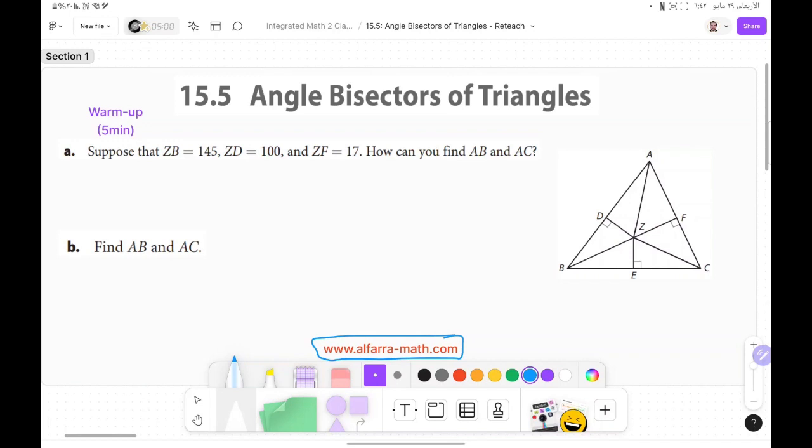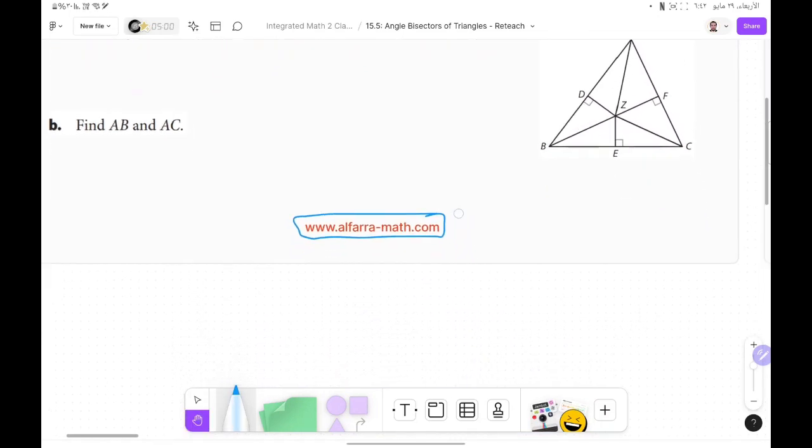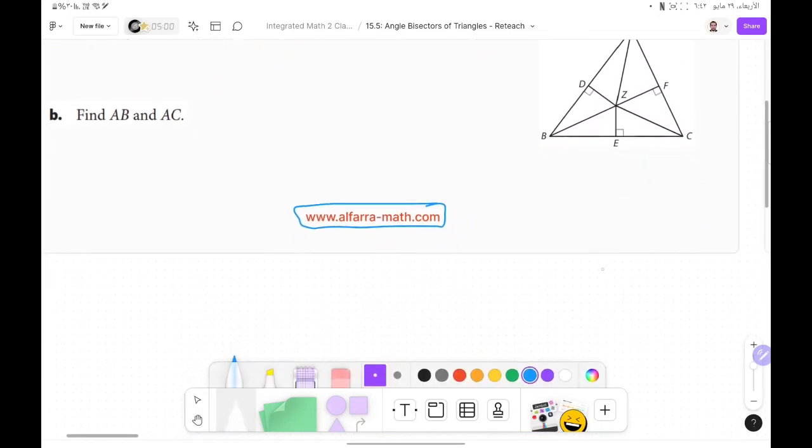Now, this is a warm-up question. I need all of you to start solving it. But to remind you of 15.4, because this question is from 15.4: if I have a triangle, and this triangle has a circumcenter, this point here is called the circumcenter.